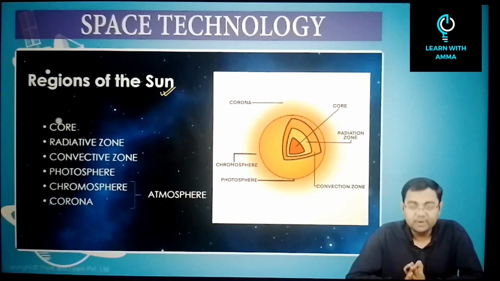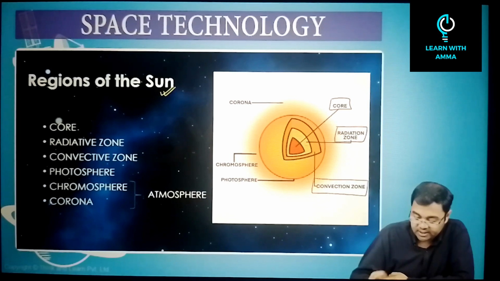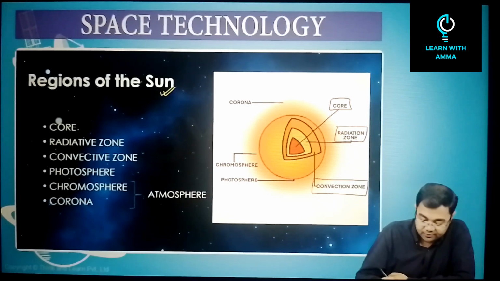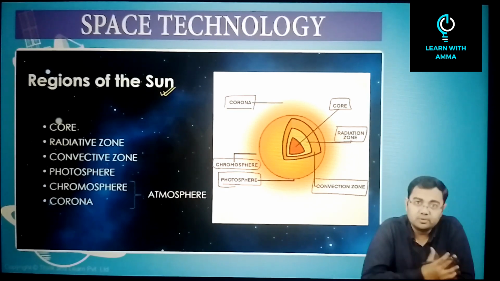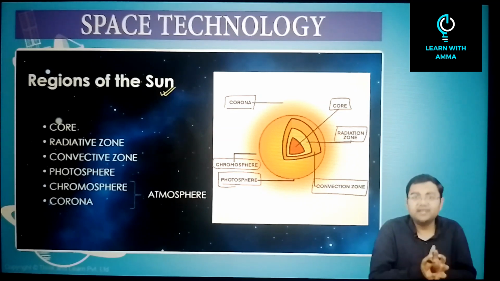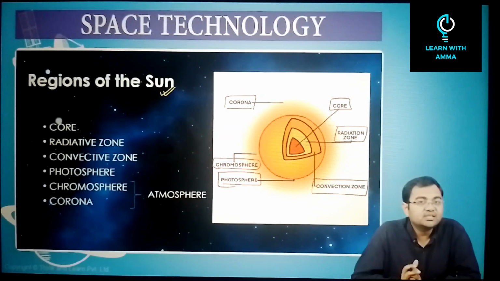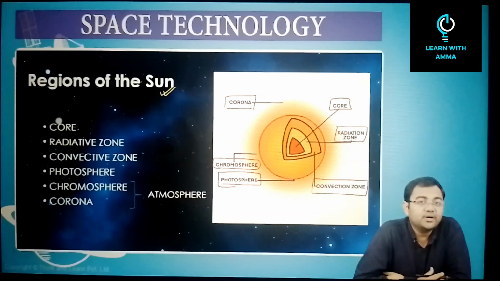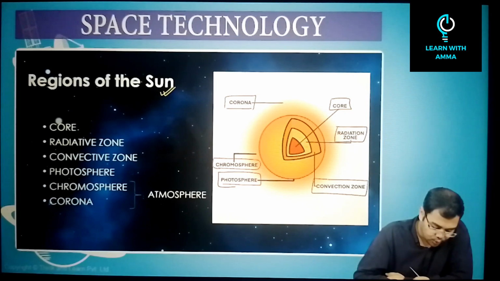So let's look at this particular picture. You have the core, you have the radiative or the radiation zone, then you have the convective or the convection zone, then you have the photosphere, then you have the chromosphere, and then finally you have the corona. These are the various regions of the sun. Starting from the midpoint or the center of the sun, where you have the core. Core of the sun is very, very hot. This is where all the nuclear fusion reactions are happening. All the heat, all the radiation, everything is being generated at the core of the sun.